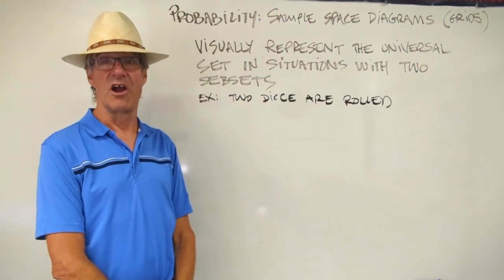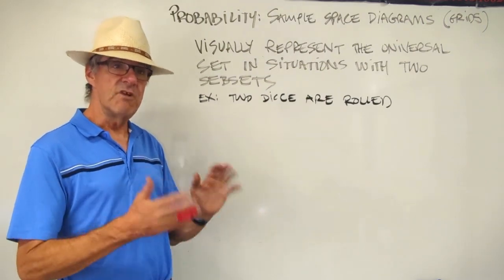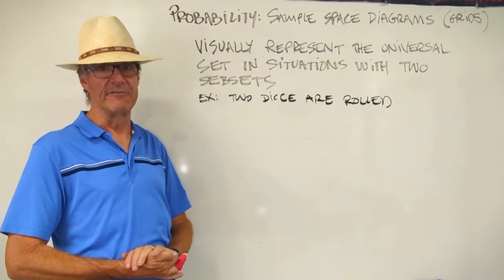So here's our example. 2 dice are rolled. Now what I'd like you to do is pause the video and write down a list of all the possible outcomes that you can have.